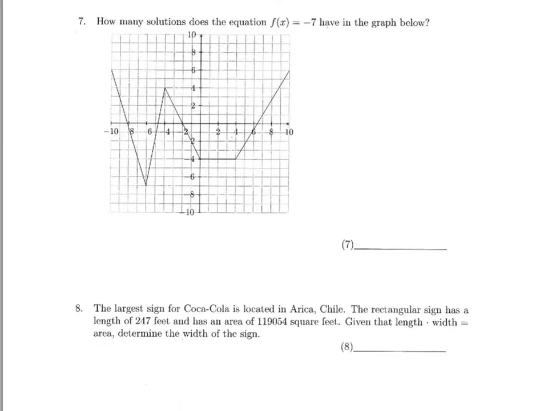So, how many solutions does the equation f of x equal negative 7 have in the graph below? So they want to know, when is this function here equal to negative 7? So we're going to graph a line at f of x equals negative 7. That's a horizontal line. And our curve hits that exactly in one place, so that means we have exactly one solution.